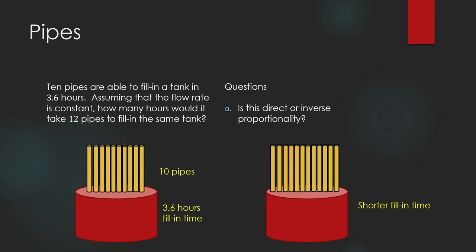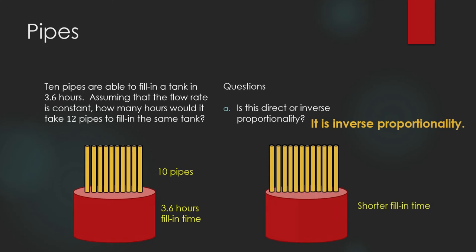So we expect the fill-in time to be shorter. We expect the fill-in time to be shorter because we have more pipes now, 12 pipes instead of 10, that are filling this tank up with maybe a liquid or a gas. So this problem is one about inverse proportionality.